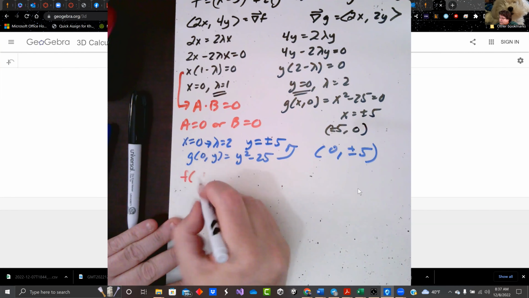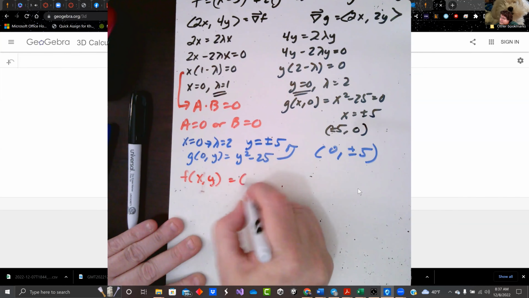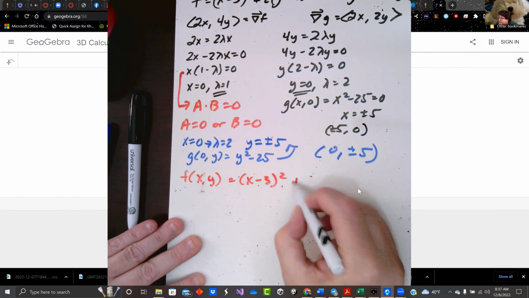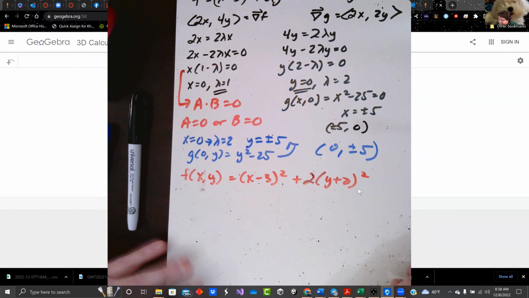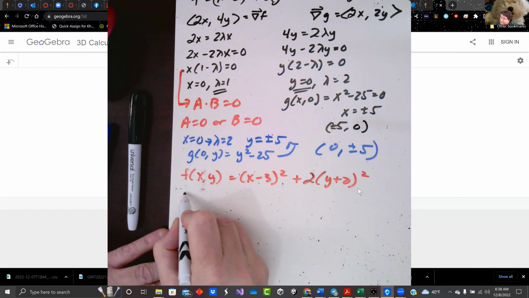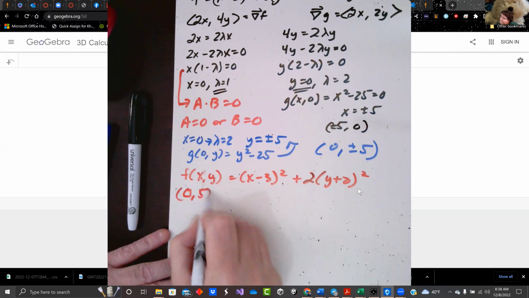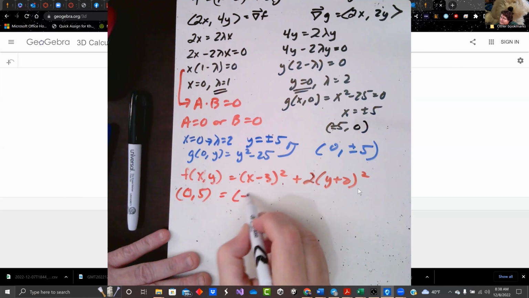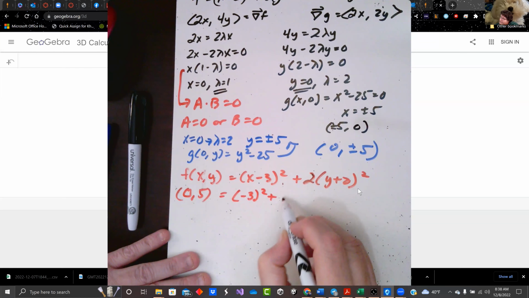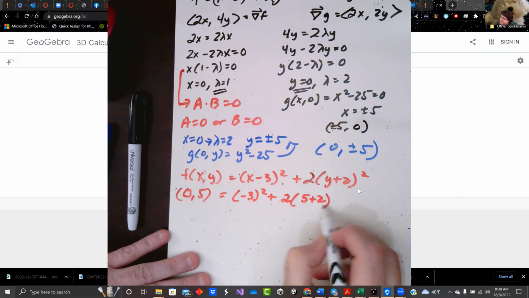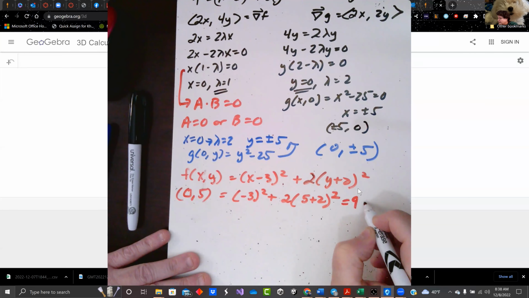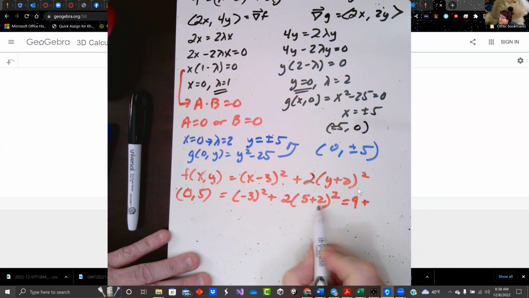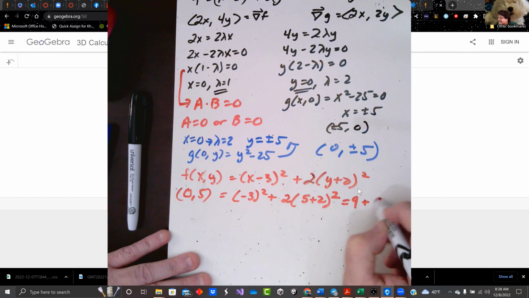F of x, y was (x minus 3) squared plus 2 times (y plus 2) squared. Now I can't just race through them. I've got to do them individually. Let's do 0, 5. If I do 0, 5, I've got negative 3 squared plus 2 times (5 plus 2) squared. This is 9 plus 7 squared is 49 times 2 is 98. So this ends up being 107.